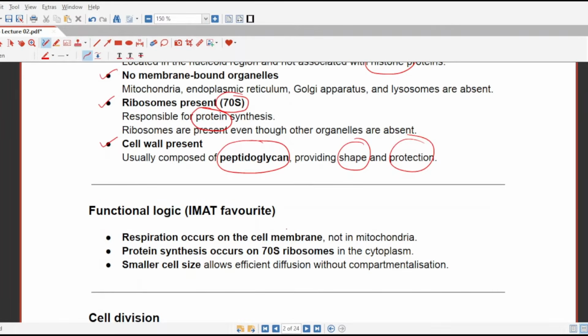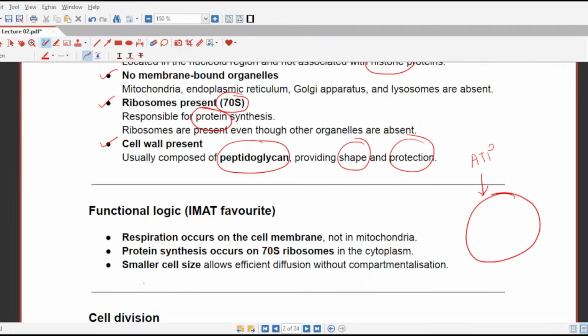Some people might think that prokaryotes don't have mitochondria, so they shouldn't do any respiration. But that assumption is incorrect. Respiration must be present, and respiration occurs on the cell membrane. If you draw a bacteria, and let's say this is the membrane, in this membrane you will see the respiration taking place and ATP production too.